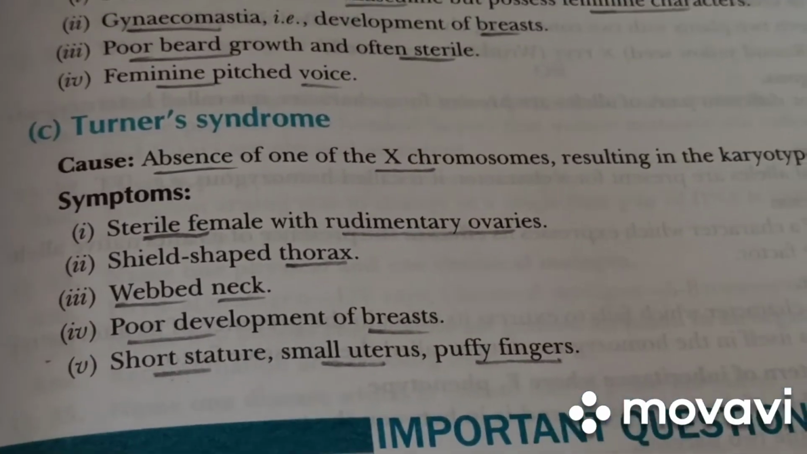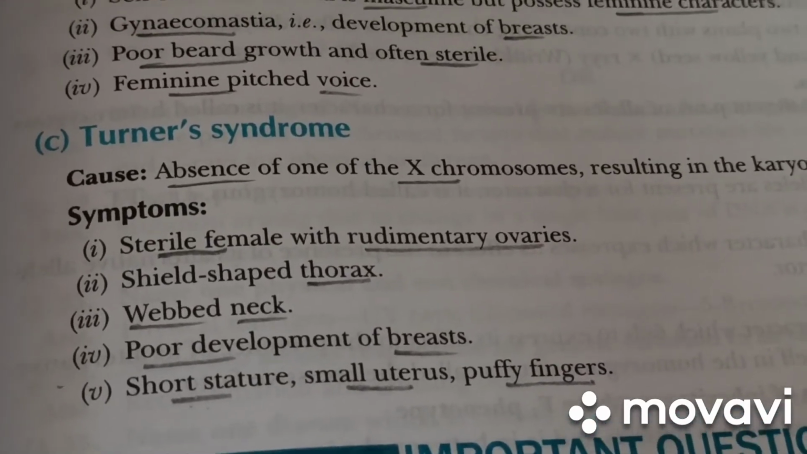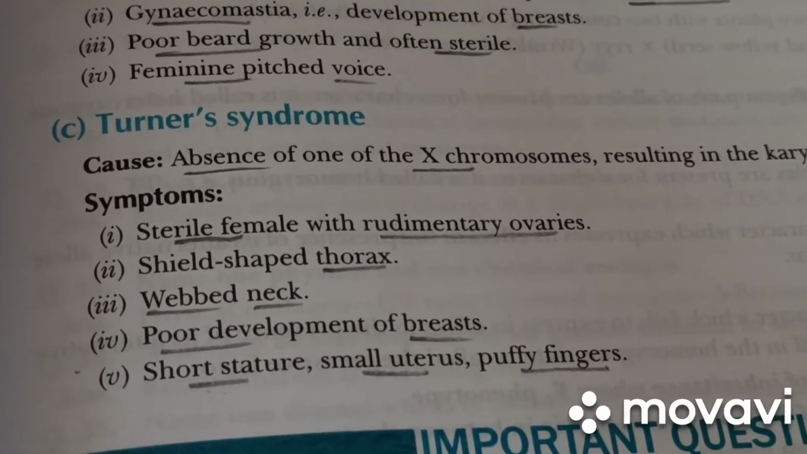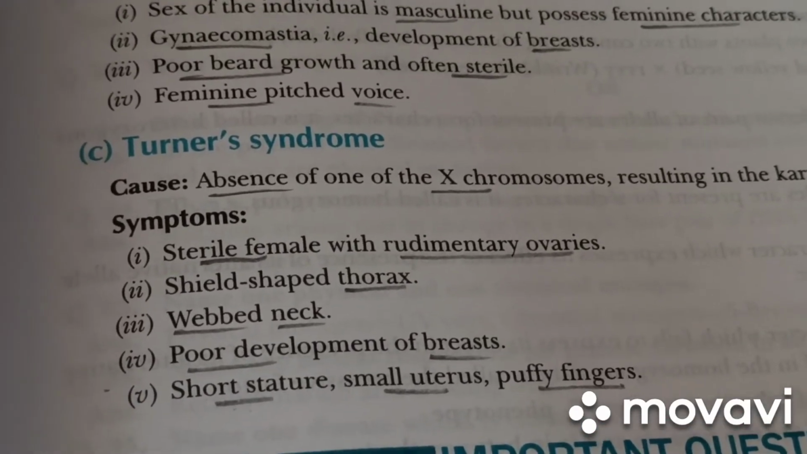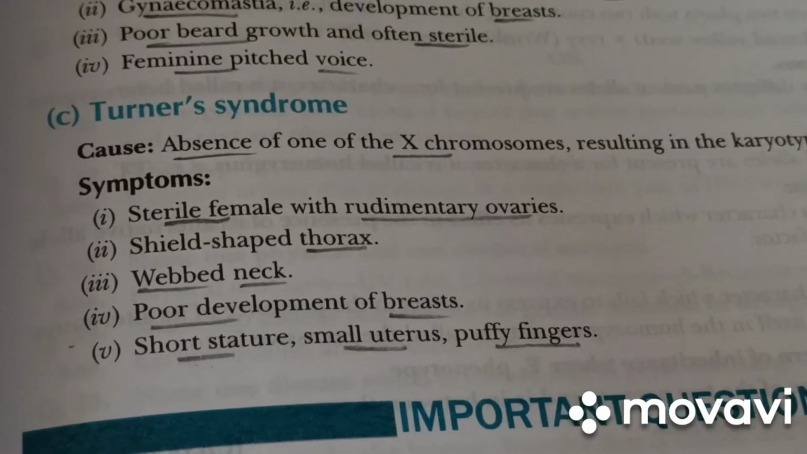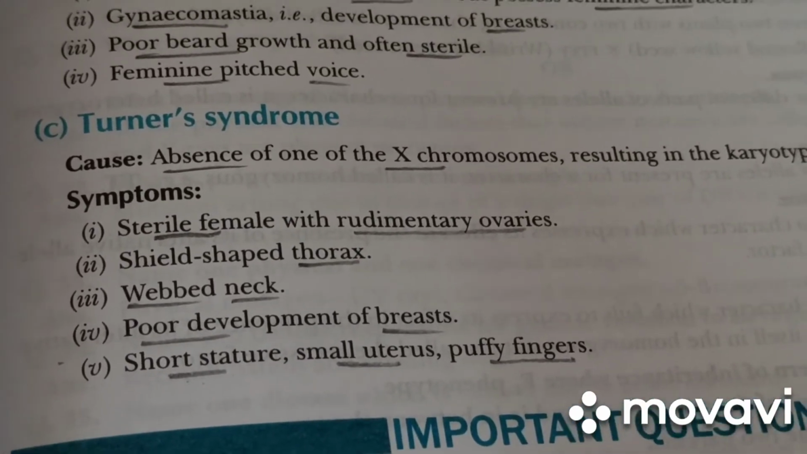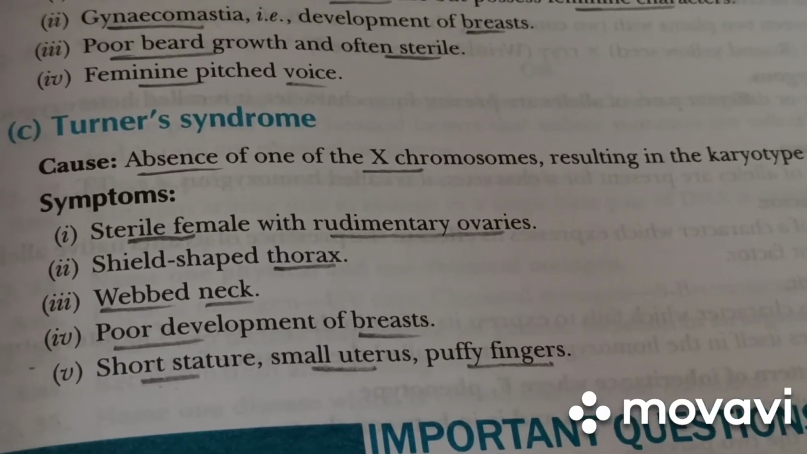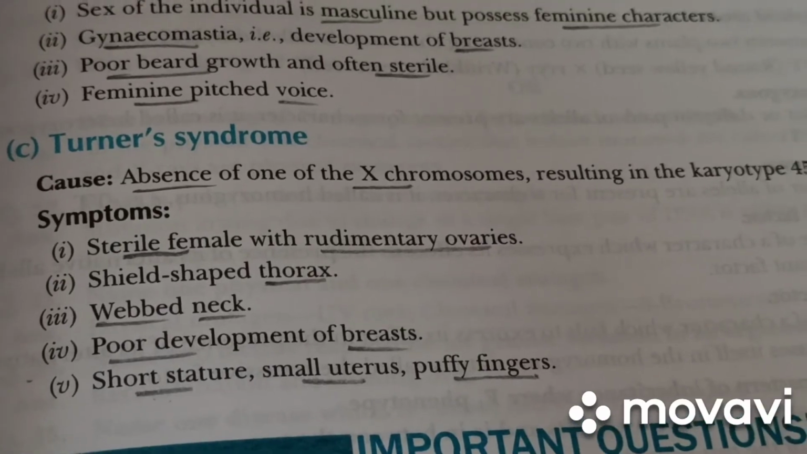So what are the symptoms of this Turner syndrome? Sterile female with rudimentary ovaries. Shield-shaped thorax, you know which is thoracic cavity and abdominal cavity. Shield-shaped thorax, webbed neck, poor development of breast, short stature, small uterus, puffy fingers. All these are the symptoms of Turner's syndrome.